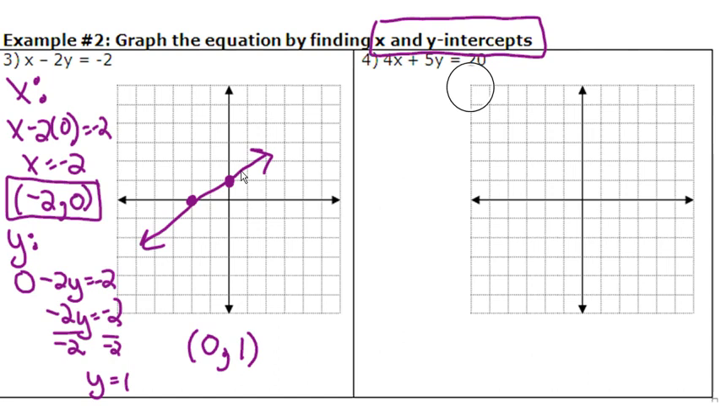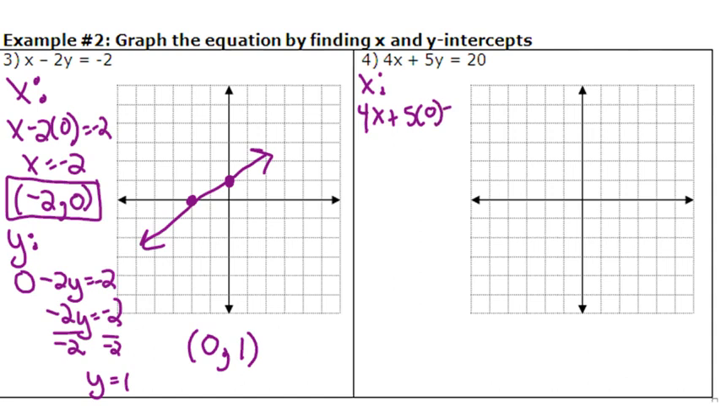So let's look at example number 4. So this one, again, same thing. I'm going to find my x-intercept first by letting y equal 0. So I have 4x plus 5 times 0 equals 20. So I'm really just left with 4x equals 20. I divide by 4, and I get that x equals 5. So I make one ordered pair at 5, comma 0. So on my x-axis, I'm making a point at 5.